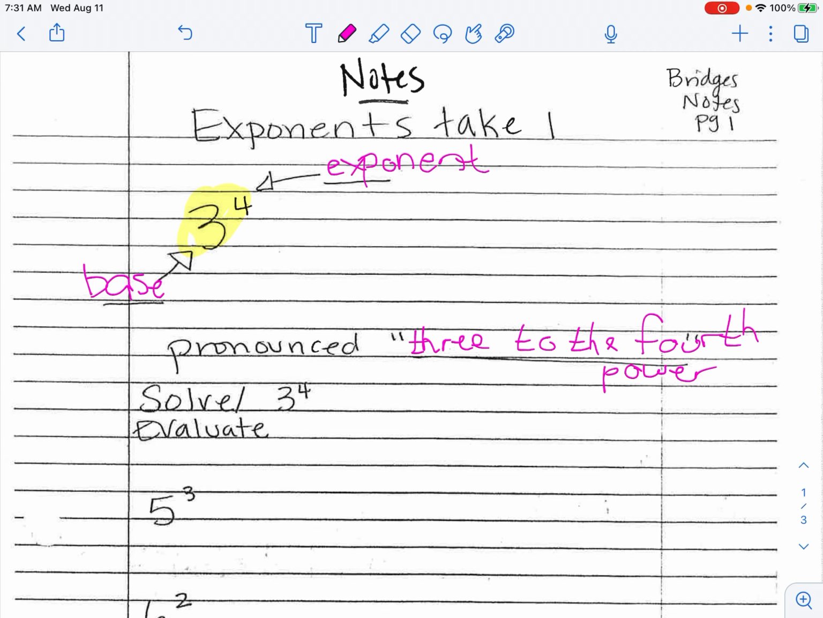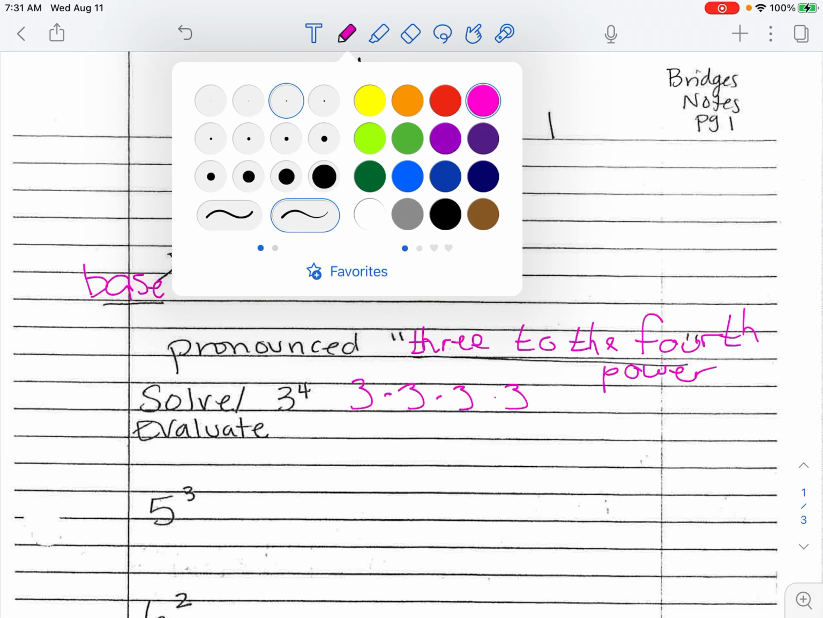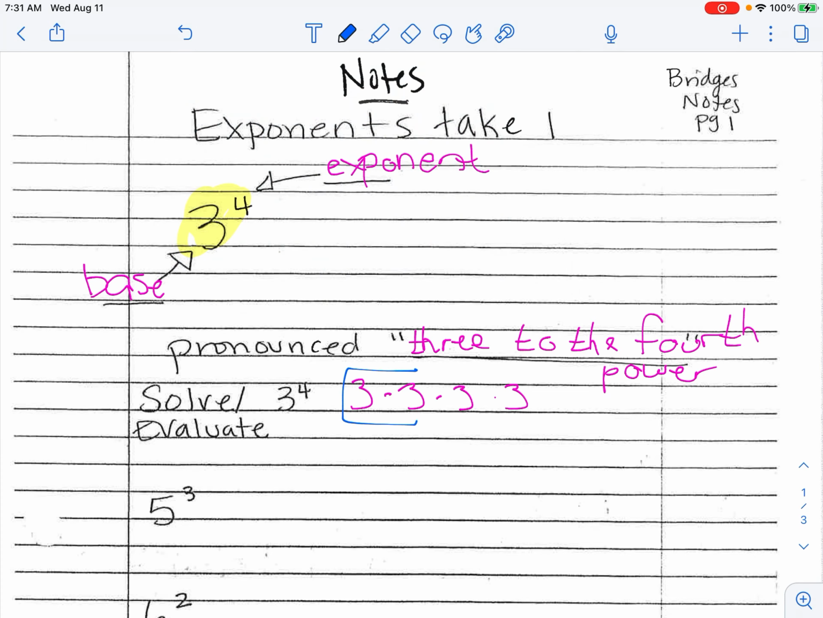All right, so solve 3 to the fourth power. So 3 to the fourth power, you're going to take your base of 3 and you're going to multiply it times itself 4 times. So we're going to do 3 times 3 times 3 times 3. So what I'm going to do is I'm going to take my first set of 3's. Well, I know 3 times 3 is 9, and I know another set of 3 times 3 is 9, and 9 times 9 is 81. So 3 to the fourth power is equal to 81.